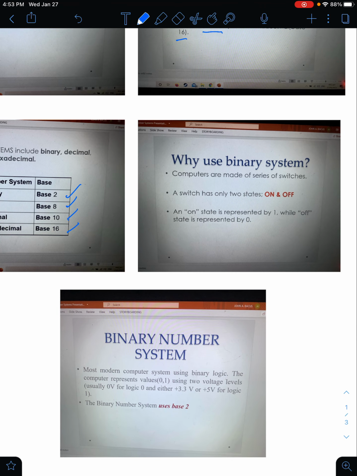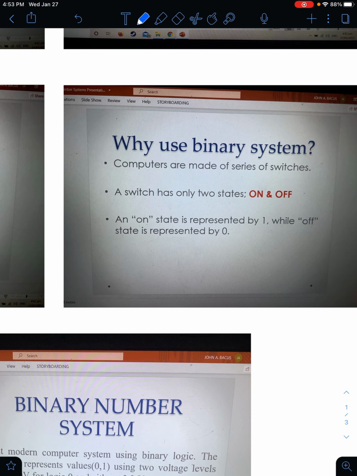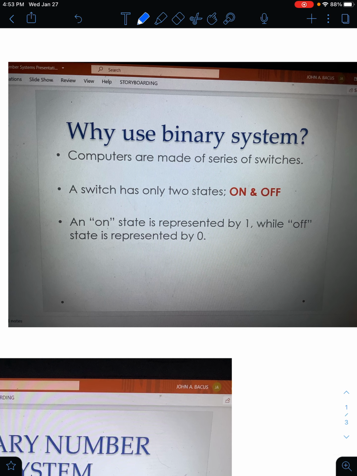Now, what's the purpose? Why do we need to study, or why do we need to use the binary system? As we all know, computers are made of a series of switches. It means that the states of the switches have only on and off, or ones and zeros. So on is represented by 1, while off is represented by 0.